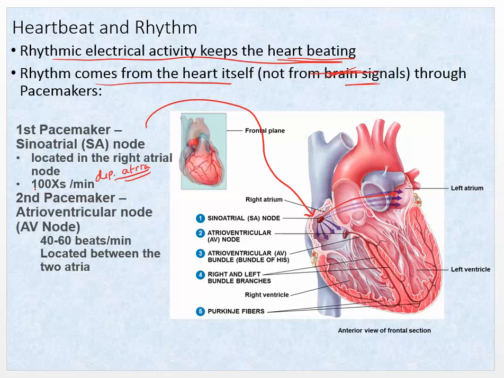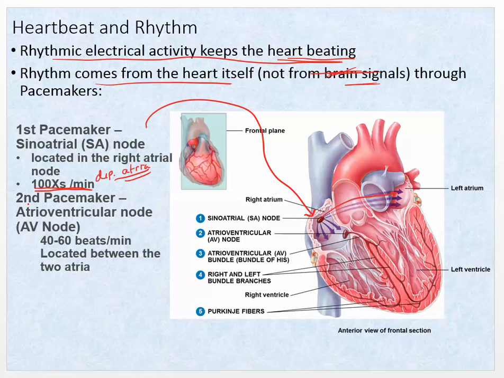So this one, if left alone, would be about 100 times per minute. Some books say 90 times per minute. And so we're controlling that constantly. We're constantly, with our sympathetic and parasympathetic nervous system, changing it so it's not stuck on that number, obviously. In fact, it's usually a lot lower than that. But without any other outside influence, that's how often it would depolarize.